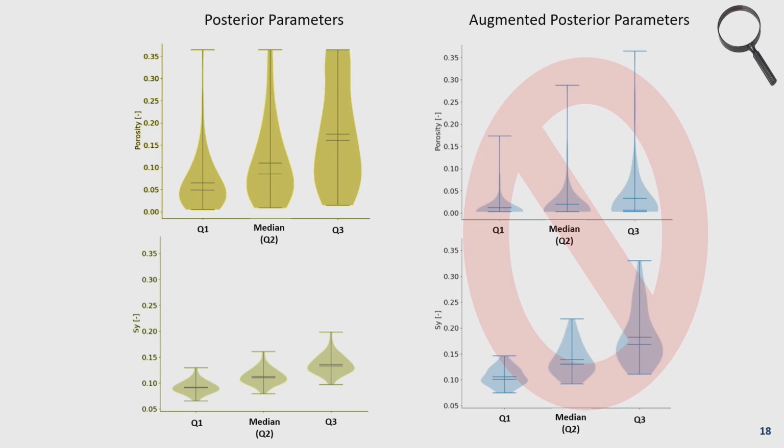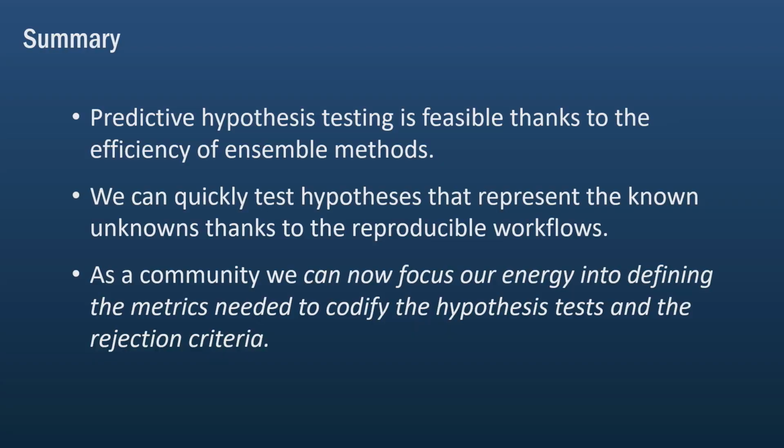And with this, we show how predictive hypothesis testing is feasible thanks to the efficiency of ensemble methods, because we can codify all of this in our automated workflow. It becomes really easy to test different sets of hypotheses about the parameters. And what we are hoping is that, as a community, we can focus our energy on defining the metrics needed to codify these hypothesis tests and rejection criteria.